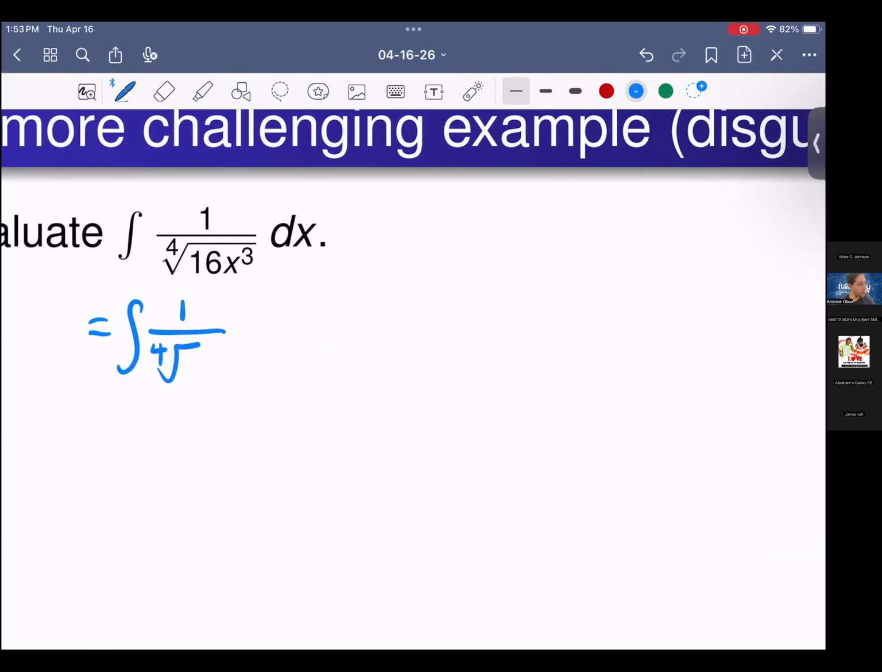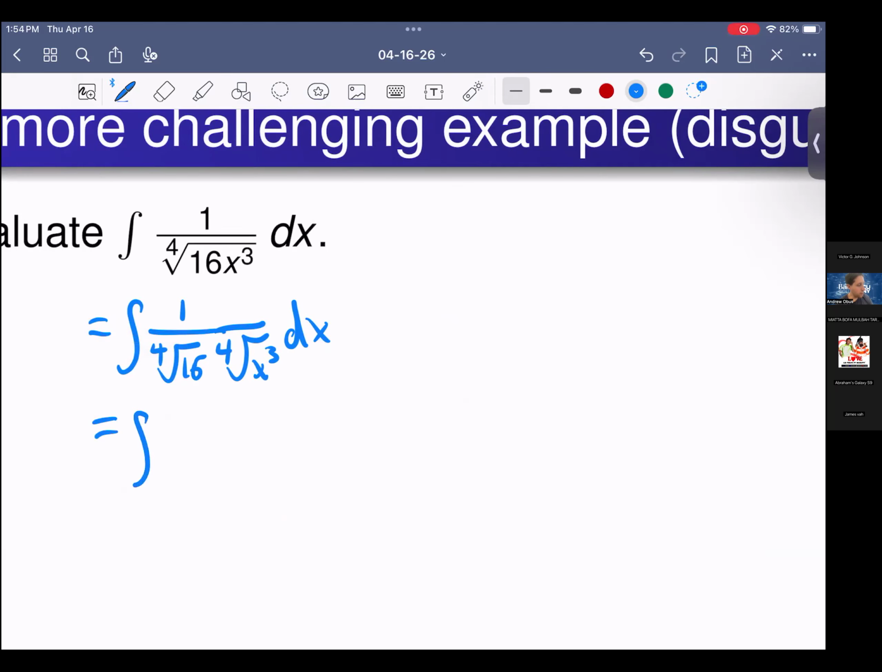I'll just separate out the 16 and the x cubed. This is the first simplification step. Okay, so what do you want to do from here? Yeah, the next thing is we need to think what number we can raise to the fourth power to give us 16, which is 2.